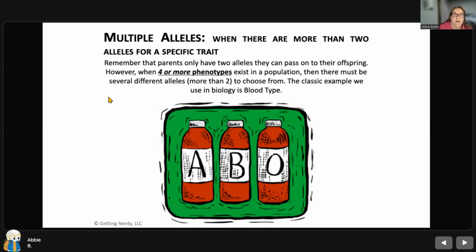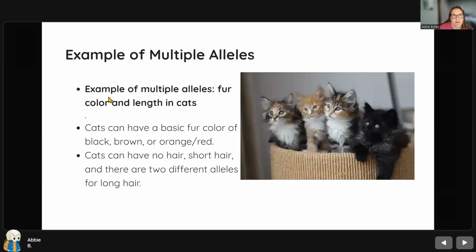So multiple alleles is when there are more than 2 alleles for a specific trait. Remember that parents only have 2 alleles they can pass on to their offspring. However, when 4 or more phenotypes exist in a population, then there must be several different alleles. There's more than 2 at least. And that is our classic example of blood typing.